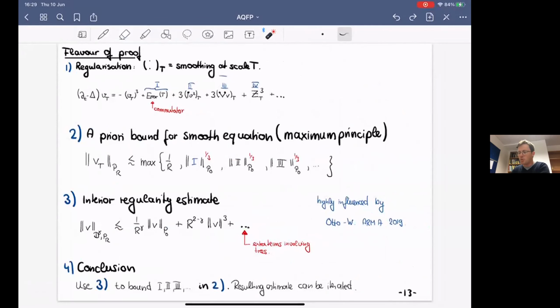I have one slide. I have not so much proof in this talk, but I wanted to have one slide to give you a little bit of a flavor of how all of this actually works, and just to show these are really analysis techniques. I've summarized the proof in four steps, and I hope you can read what I wrote here. What you do in the first step is relatively simple. You just take the equation for this remainder v and you regularize at scale t. What I mean by regularizing is you convolve it with your favorite kernel, say a Gaussian with standard deviation t.